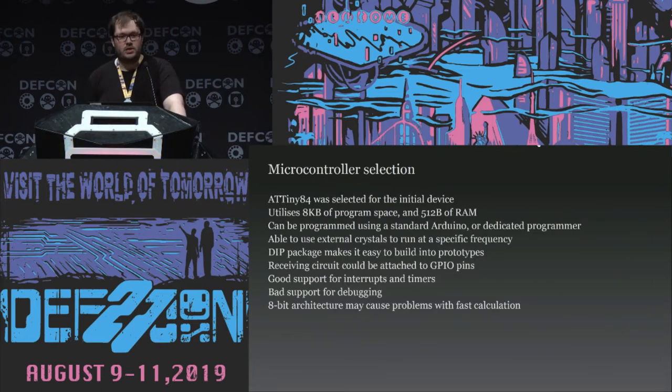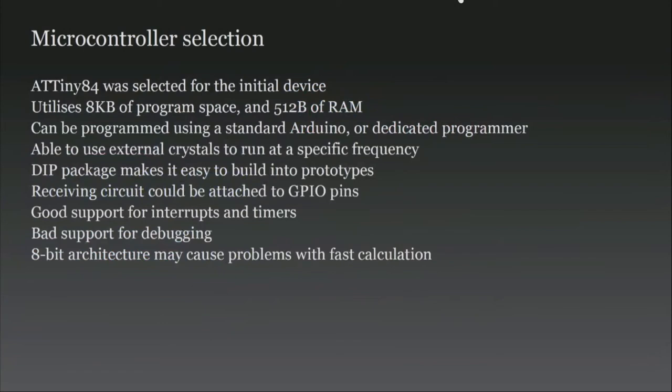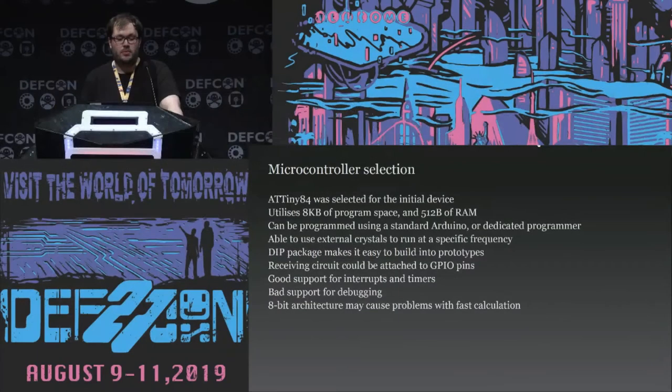While I said I wanted to use a microcontroller with sufficient power, I actually went for the ATtiny84, which is a very, very small, very weak chip. It's got 8 kilobytes of program space and 512 bytes of RAM, which is nothing. That's 1.5 tweets, so not much to work with. It can be programmed with an Arduino or an ISP programmer, though this makes it very difficult to debug. And it can use external crystals in order to tune it to the frequency you want.